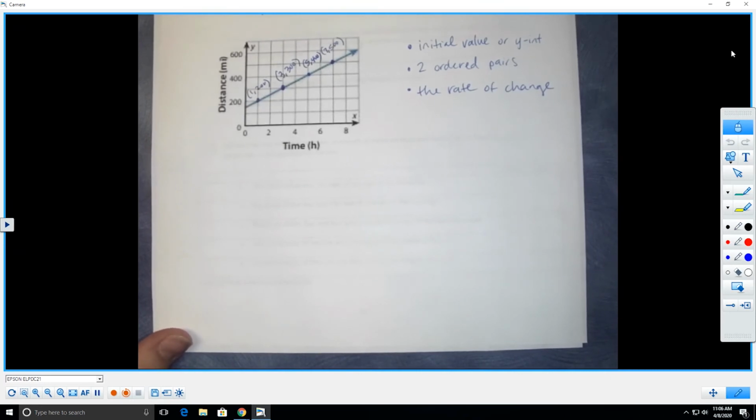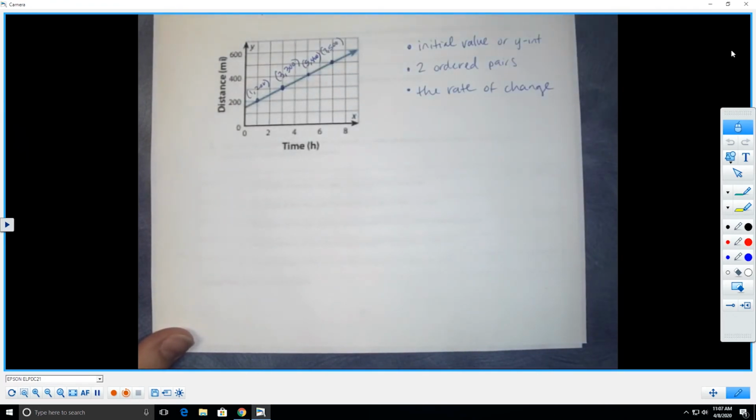So remember that any of these 2 ordered pairs can be used to find the rate of change by calculation, or you could just visualize your rise over run. Let's see if we can create the equation that models this distance and time graph. We should have enough information to use everything we've learned this week. I'm going to give you a few minutes to start working. Remember that you need to find the rate of change.